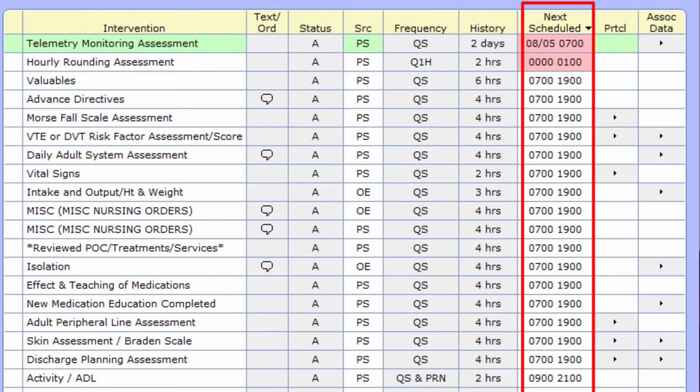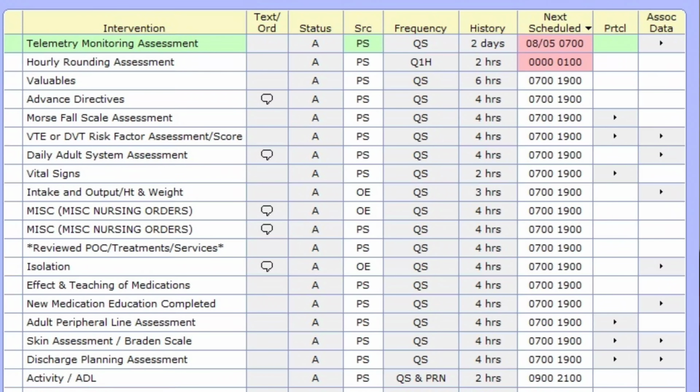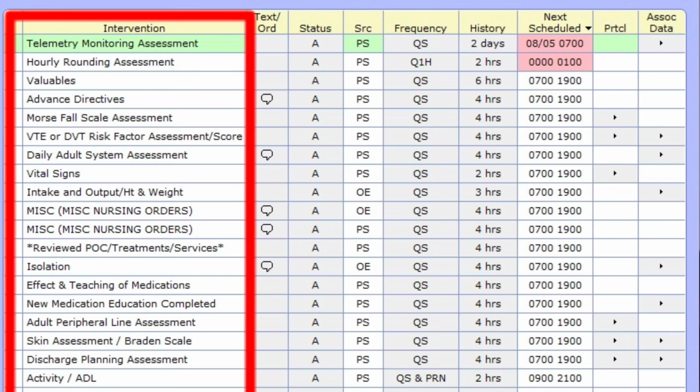So if you see the entire picture, you see there's a scheduled time here, the next scheduled. These are the documentations for a day shift. See that? It's due at 7 a.m. and the next one, it's 1900 hours, which is for the night shift. Okay. Then you can see the frequency. Then, of course, the intervention, the name of the documentation.